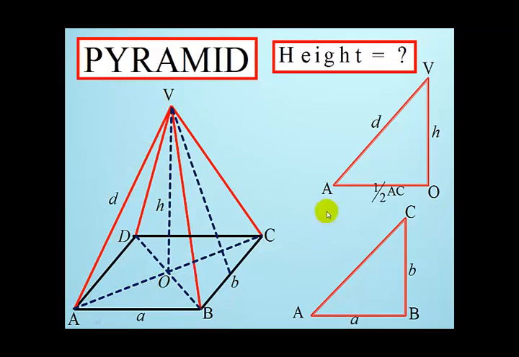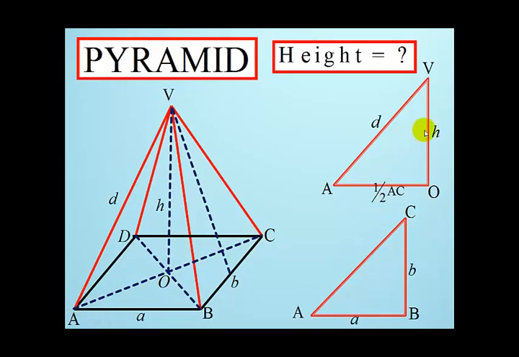That is triangle VAO. Take note that the distance VA has been given to be D. And so we have VA to be D. VO is the height of the pyramid. And AO, the distance from A to O, is half the distance from A to C. That means that if you know the distance from A to C and we divide the distance by 2, we have the distance from A to O.